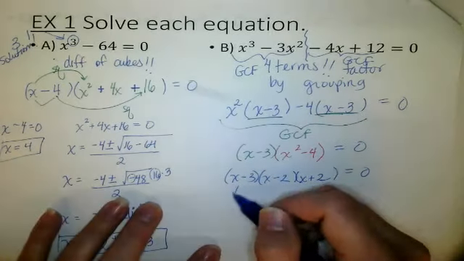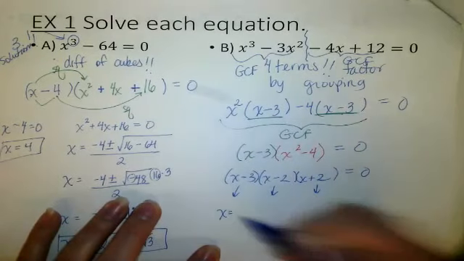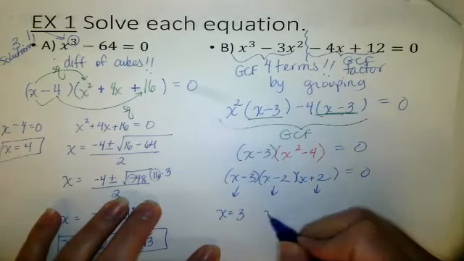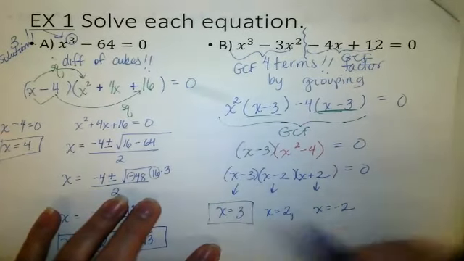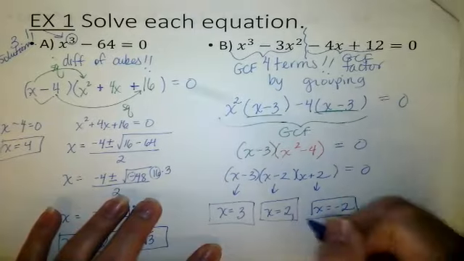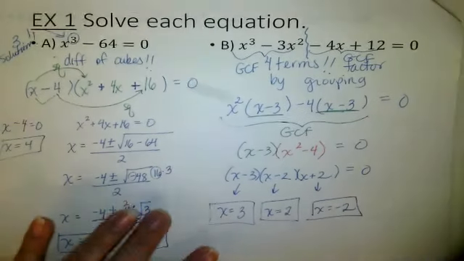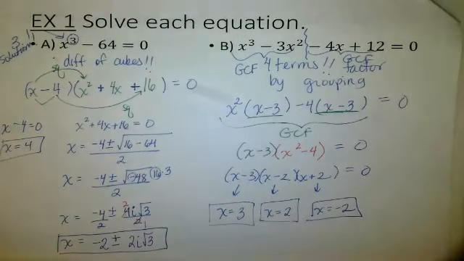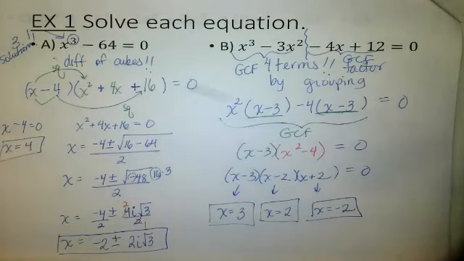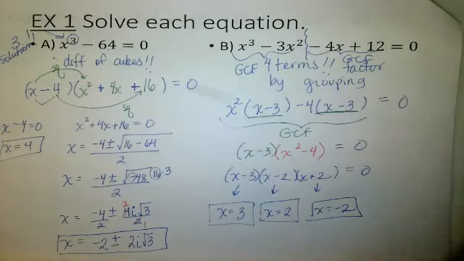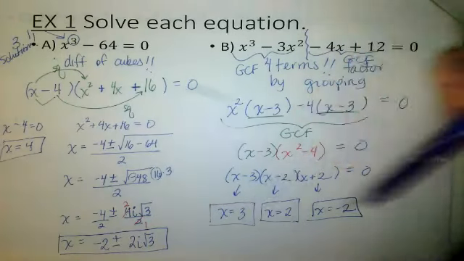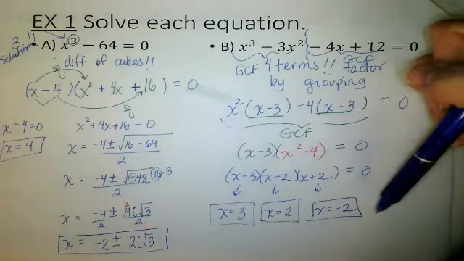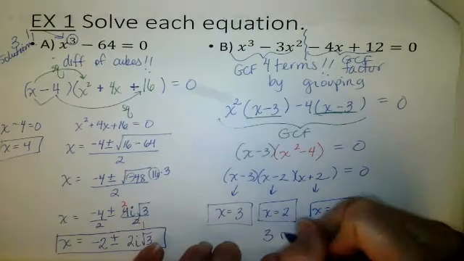And then we set each bubble equal to 0, which means that x equals 3, x equals 2, and x equals negative 2. 3 real solutions. Wow. All of these solutions are real.